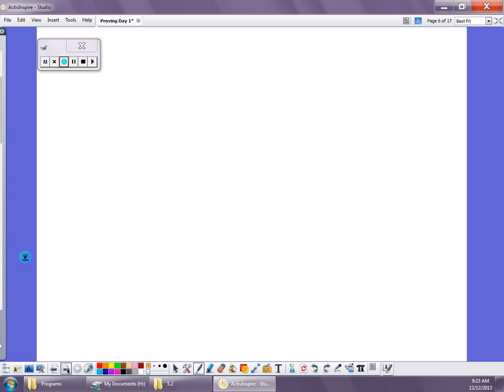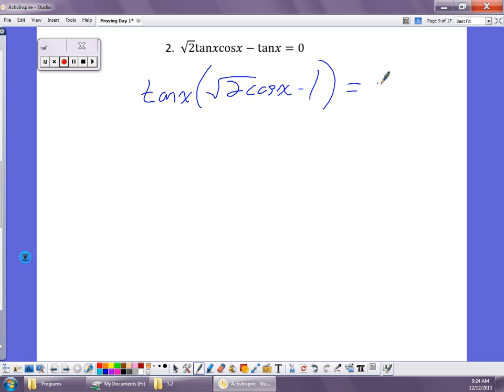All right, so let's take a look at number 5. Number 5 is just like the warm-up. Number 2, so we want to look and see what these have in common, right? So this has tan x, this has tan x, so I can pull that out. So I have tangent x, root 2 cosine x minus 1. Once I'm here, I just set both parts equal to 0.